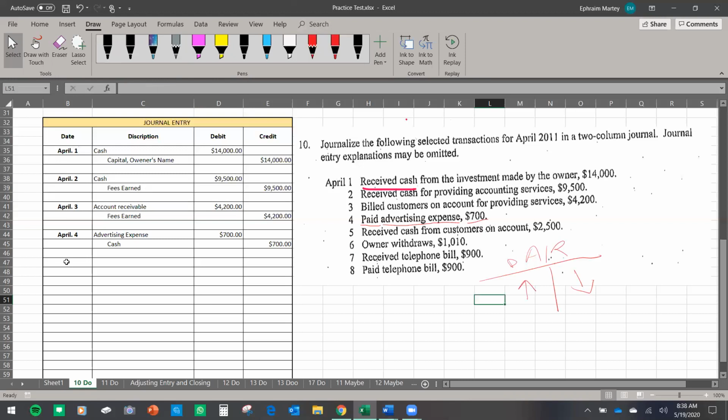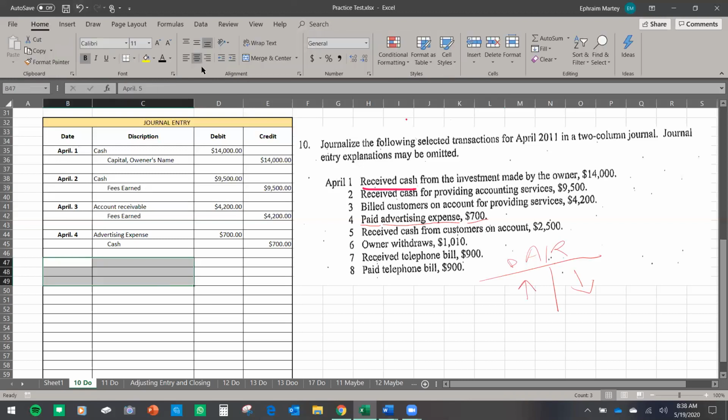So we will just reveal this. We have our cash and then account receivable decreasing. So cash, we receive a cash of 2,500, and then we'll reference it. So we have both sides of the account equal.